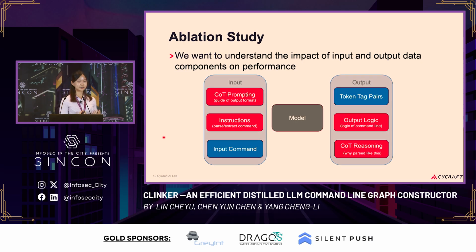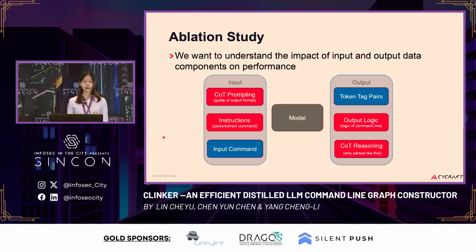And to understand how different parts of our training data contribute to the fine-tuning process, we ran an ablation study. On the input side, we include 3 components. First, we have the raw command line itself, which is the input command. Second, we have instructions that tell the LLMs what to do. And third, we have a prompt to tell the model to provide intermediate steps or a chain of thought that helps guide the model during inference, and we call that COT prompting.